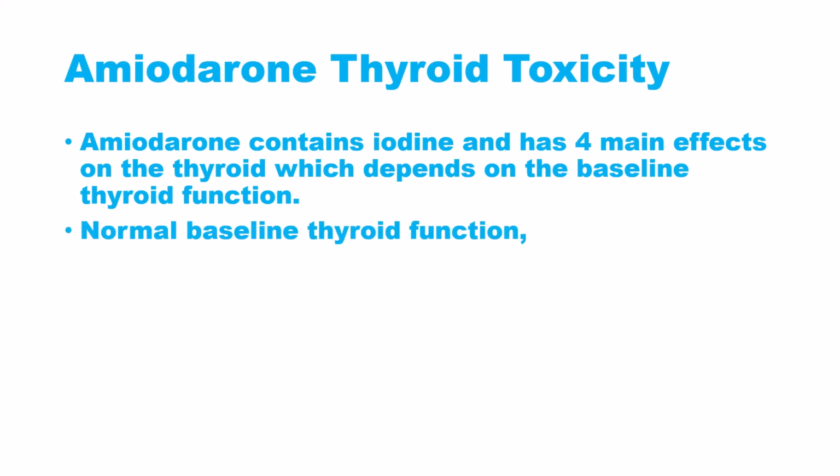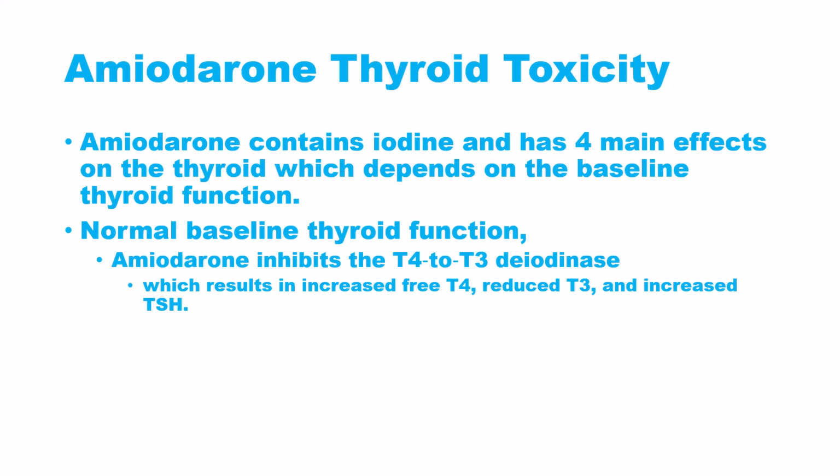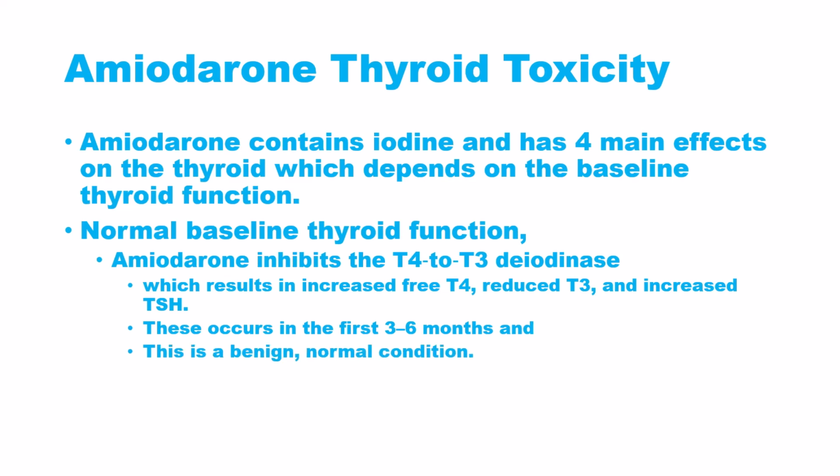The first is those who have normal baseline thyroid function test while amiodarone is started. In these patients, amiodarone inhibits the T4 to T3 diiodinase, which results in increased free T4, reduced T3, and increased TSH. This occurs in the first 3 to 6 months after starting amiodarone, and this is a benign and normal condition which doesn't need any intervention.